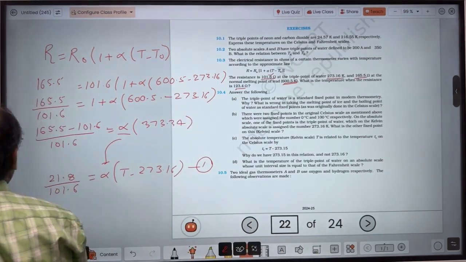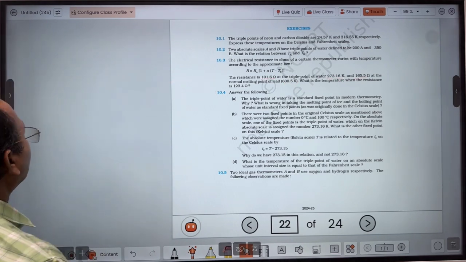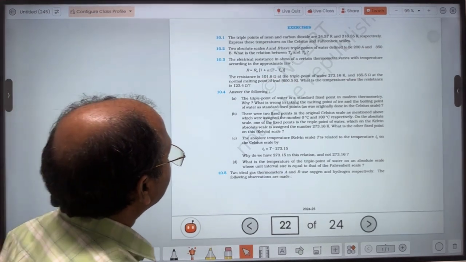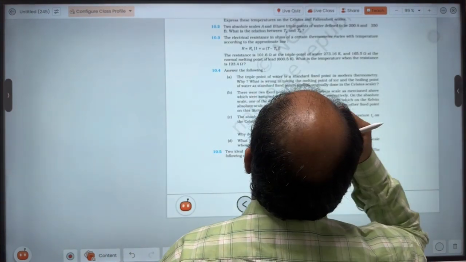So here the calculation is a little difficult, but it can be done. Now here there are certain questions.